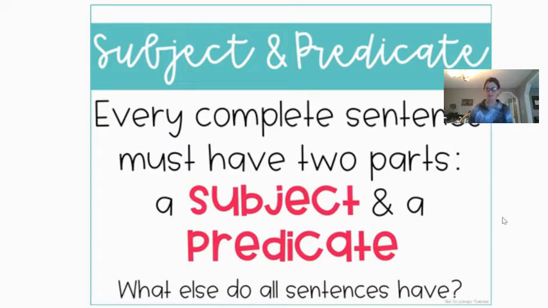And that is because every complete sentence that we use in reading, writing, and speaking must have two parts, even if we don't realize it. It must have a subject and a predicate. What else do all sentences have? Have a think about that.